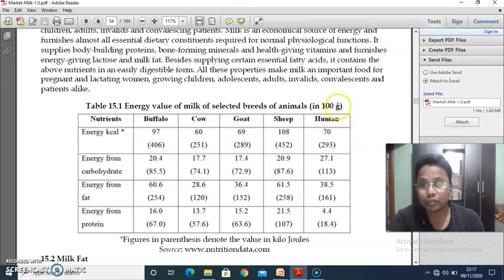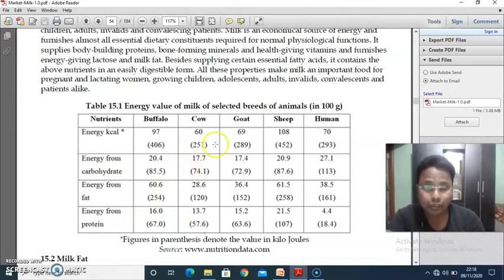Then if we consume 100 gram of cow milk, the energy will be just 60, goat 69, sheep 108 kilocalories, and human milk 70 kilocalories. Energy from the carbohydrate, that is the lactose, in 100 gram of buffalo milk is 20.4 kilocalories. So this table shows the energy from the carbohydrate, energy from the fat, and the energy from the proteins.